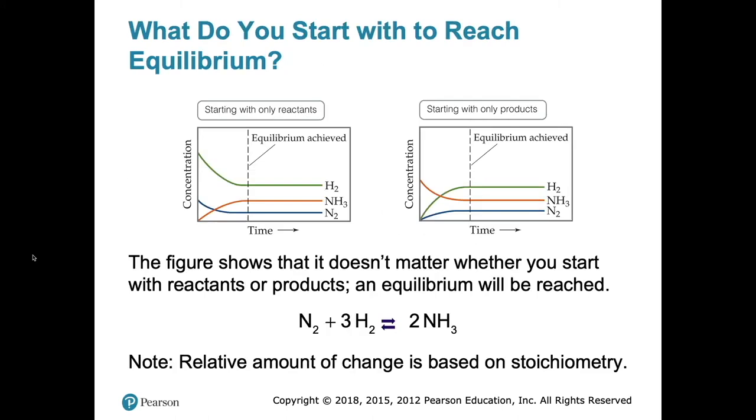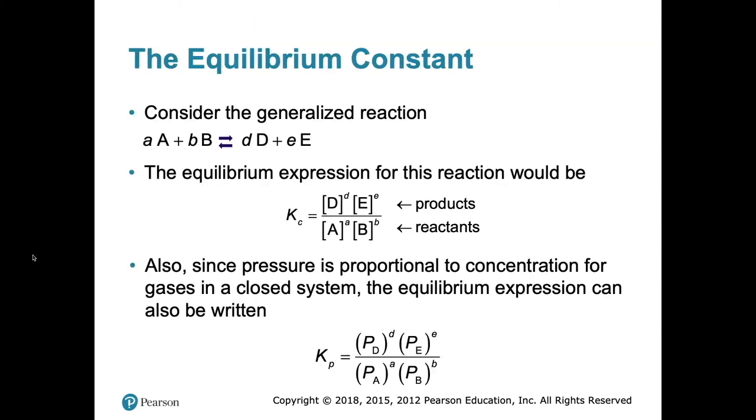I believe there's actually a line in there. See, there it goes: the relative amount of change is based on stoichiometry. I knew I wrote it in there somewhere, so that when you're going through the notes, you can actually see that it says that there.